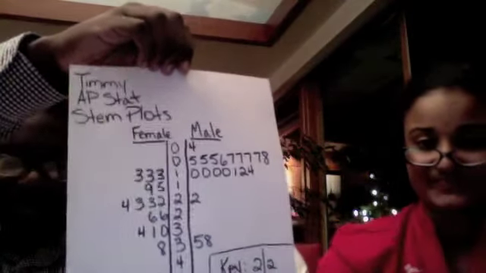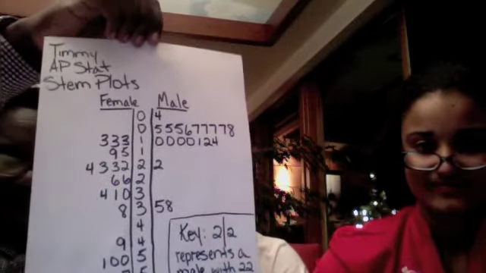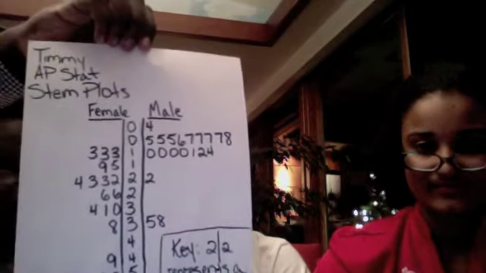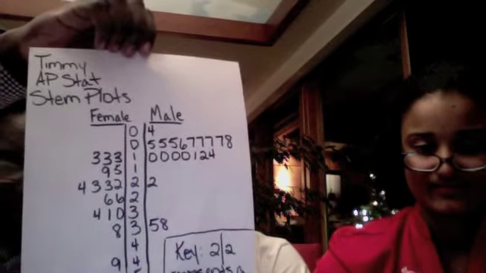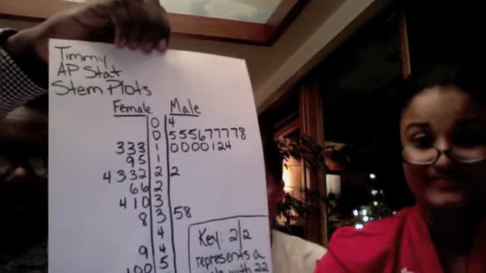For females, the median is 26. The shape is slightly symmetric. The spread would be 13 to 57, and the range would be 44.